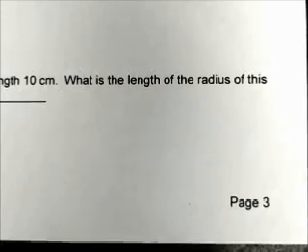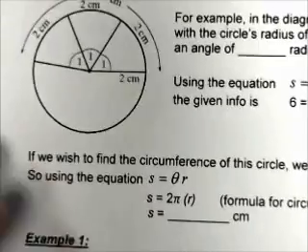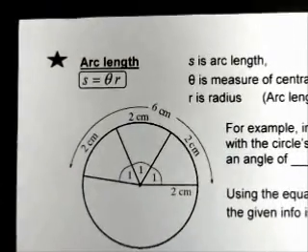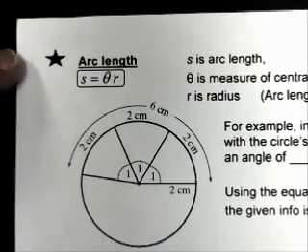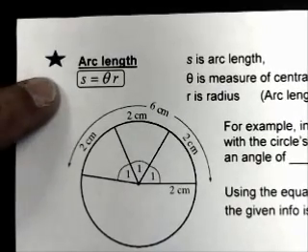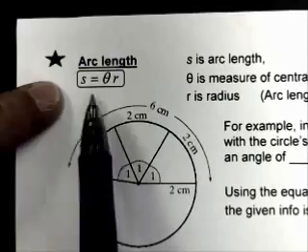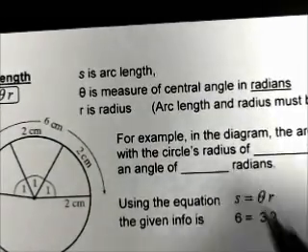Today we're on page 3 of our chapter 10 notes. We're looking at arc length. We have a new formula: S equals theta r. So something you have to memorize. S equals theta r. Let's write it over here.